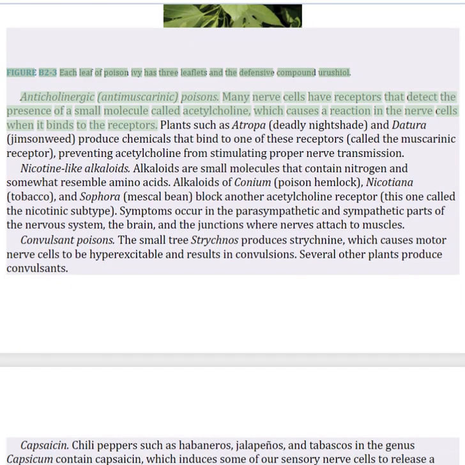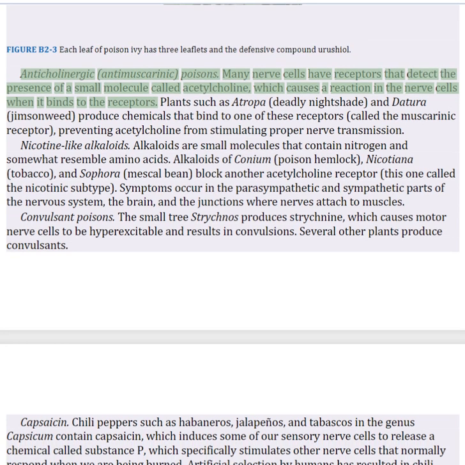Figure B2-3. Each leaf of poison ivy has 3 leaflets and the defensive compound urushiol. Anticholinergic poisons. Many nerve cells have receptors that detect the presence of a small molecule called acetylcholine, which causes a reaction in the nerve cells when it binds to the receptors.